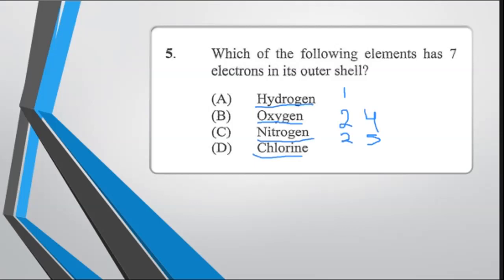And chlorine is 17. It has 2 electrons in the first shell, 8 electrons in the second shell, and 7 electrons in the third shell. So this tells us that the most likely response we're looking for is D as in dog. Chlorine is expected to have 7 electrons in its outermost shell.